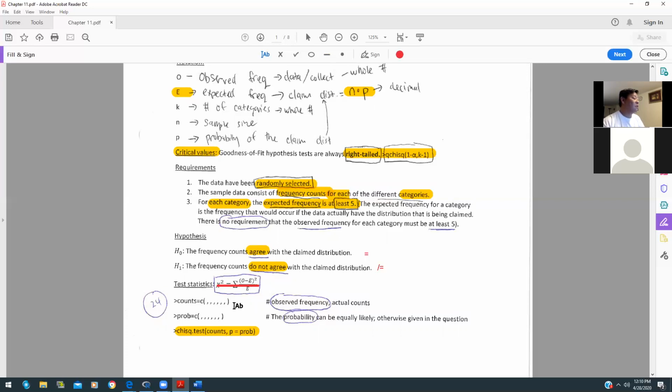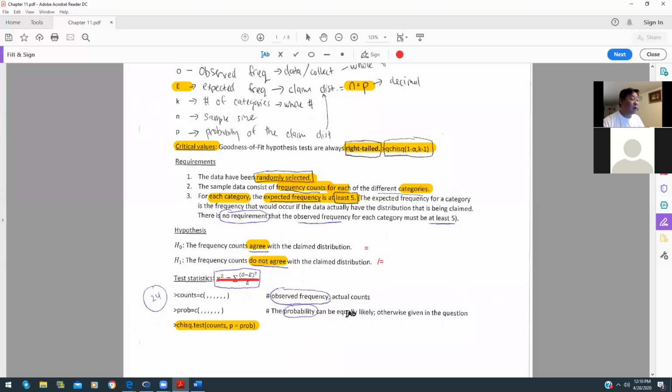Make sure that your counts and the probabilities have the exact same amount. That means if you have 10 counts, then you should have 10 probabilities. These probabilities can be equal. Equal means that they're all the same. For example, if you roll a dice, what's the probability you get a 1? 1/6. The probability of getting 2? Same, 1/6. So the probabilities for the example I give you are equally likely. So you have 1/6, 1/6, 1/6, 1/6, six times.